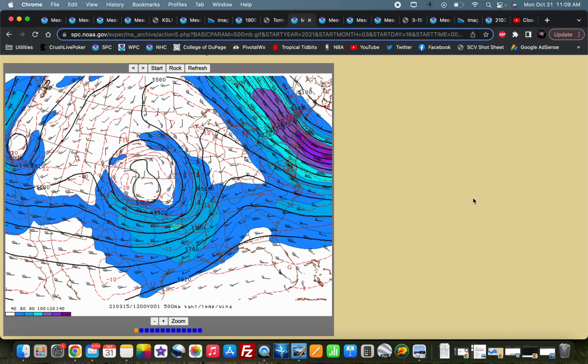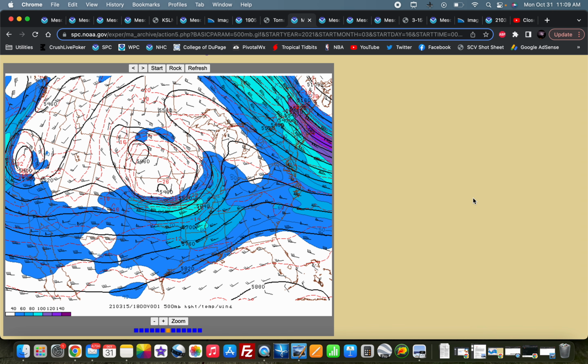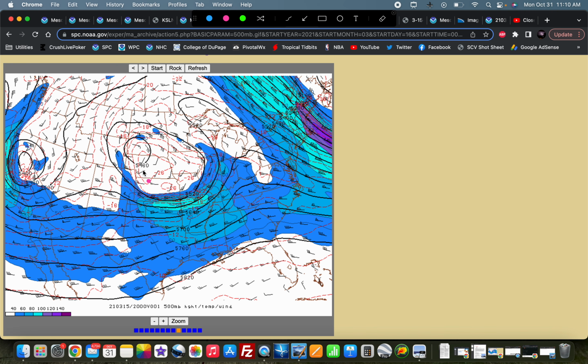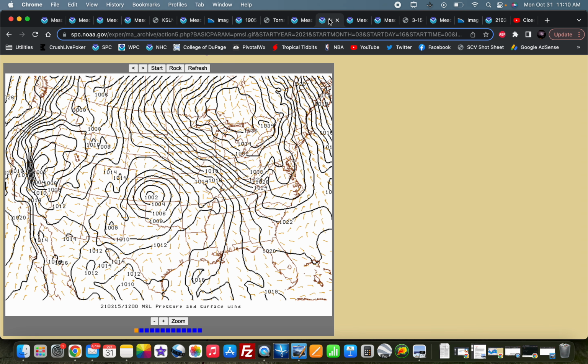So we'll go through time here and look at our 500 millibar pattern. You can see a closed circulation here at 500 millibars. Lots of cold air aloft, minus 26 degrees Celsius air at the center of this 500 millibar low. That's very, very cold air aloft. So that was going to really help to destabilize the atmosphere once the early storms moved off. We'll take a look at that in a second. So boxes checked there for our 500 millibar low.